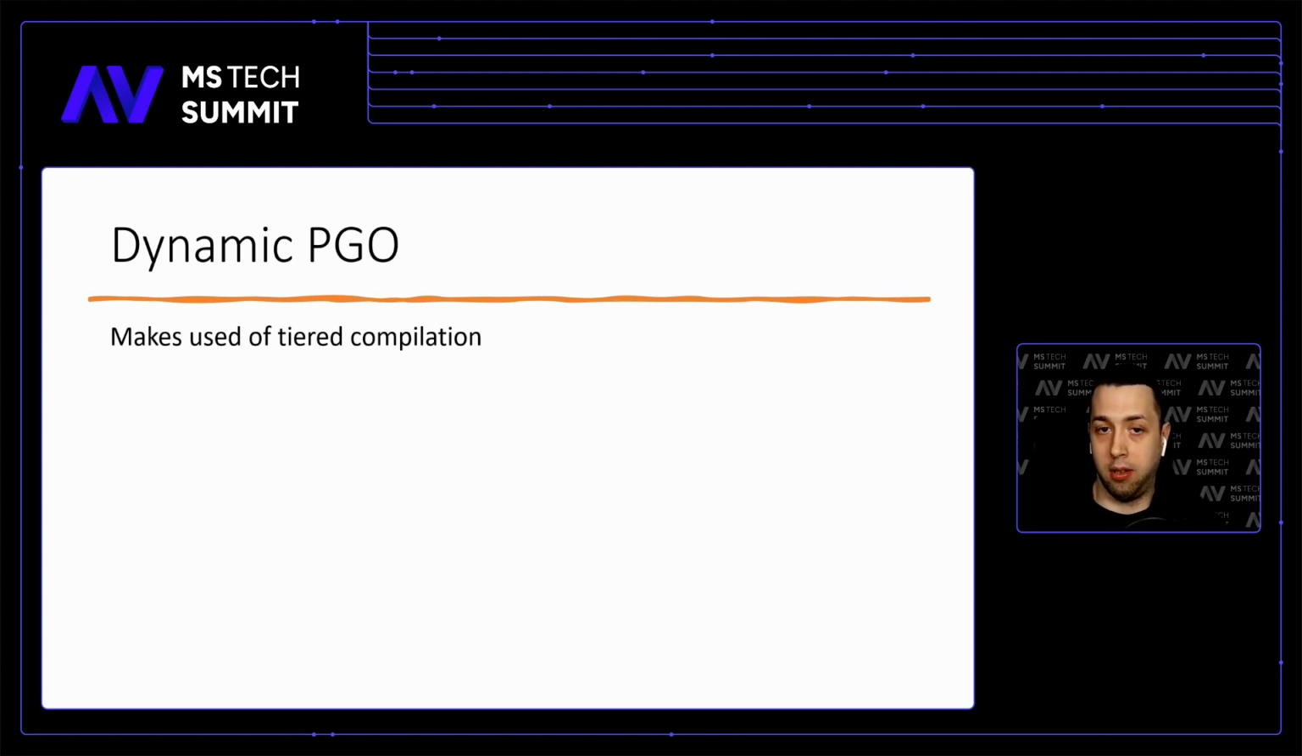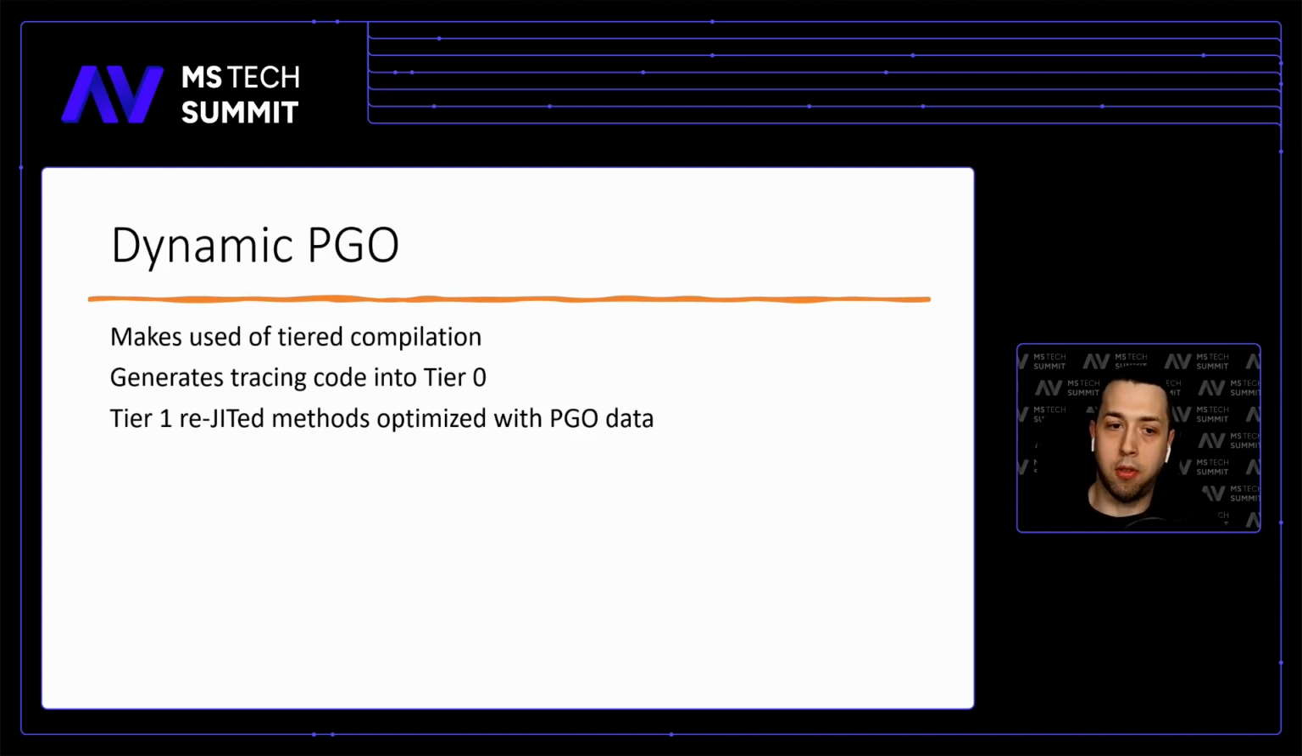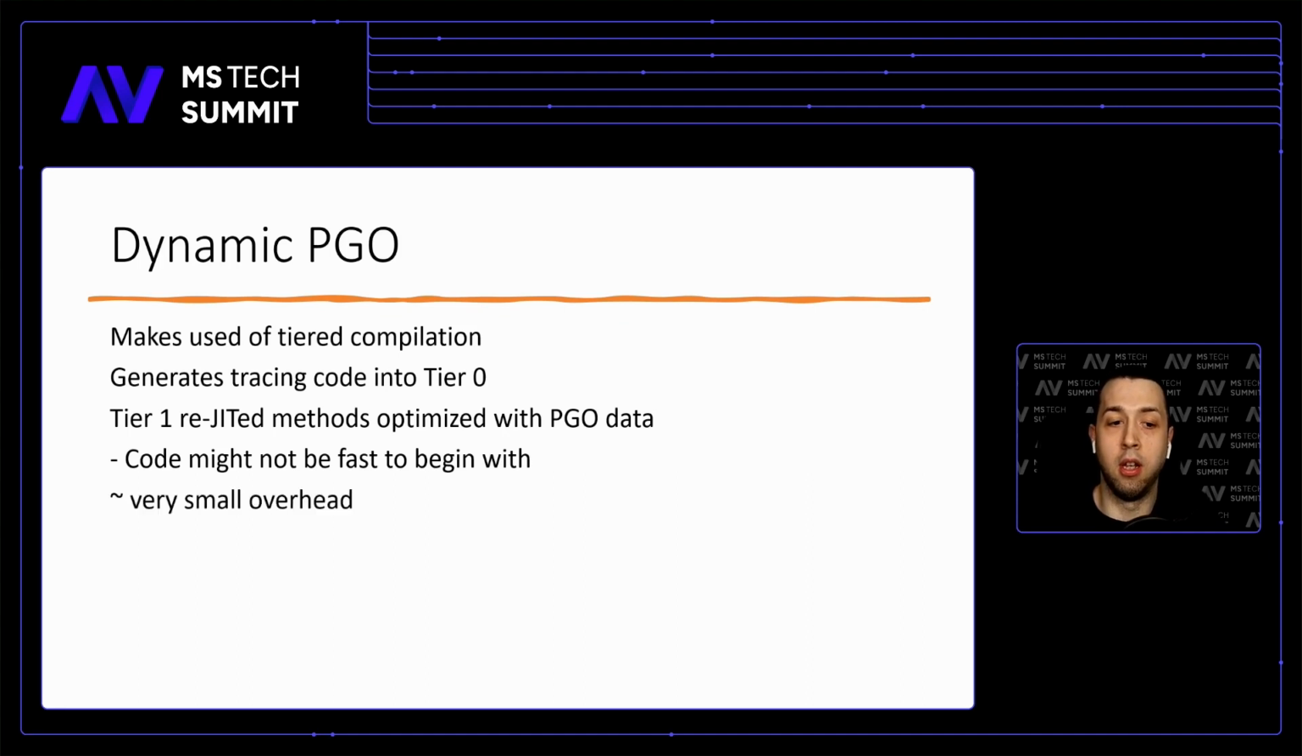Dynamic means it does the optimization while it's running, and it makes use of this tiered compilation feature. So it introduces some hooks into the generated tier 0 code to do all the measurements. And then when it rejits the method for tier 1, it will use this profiled information. Yeah, that means the code might not be so fast to begin with on the first run. There is a very small overhead. However, the .NET team is working on reducing that a lot.